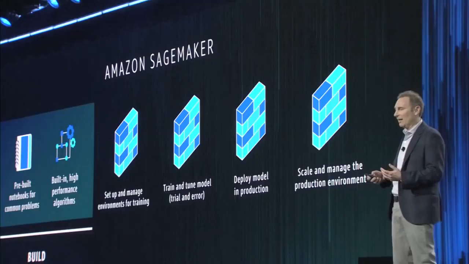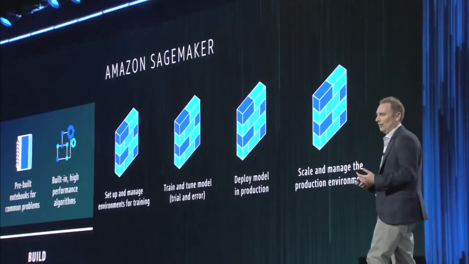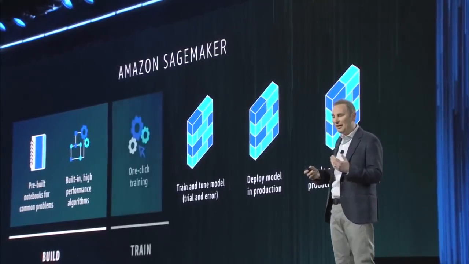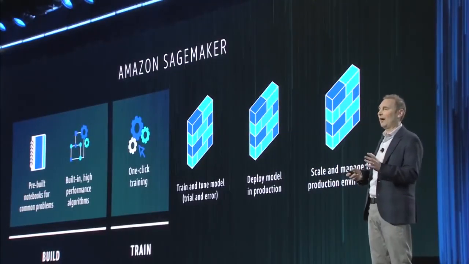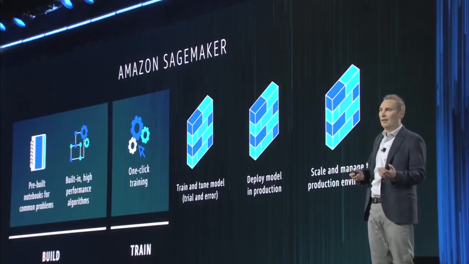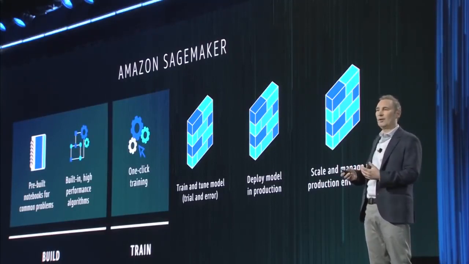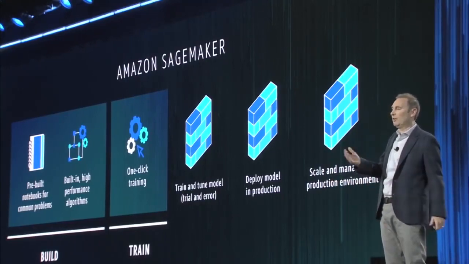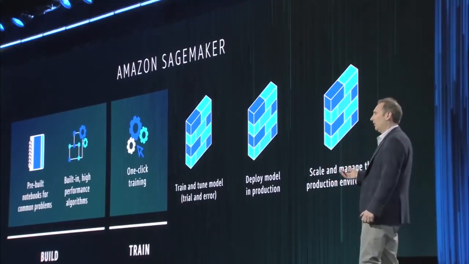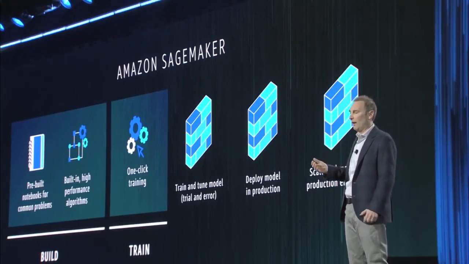Then, once you've picked the algorithm, training is so much easier in SageMaker than it is anywhere else. And that's because all you do is you specify the location in S3 of your data and the instance type you want to use, including the powerful P3s, and in one click, SageMaker spins up an isolated cluster with its own software-defined network.